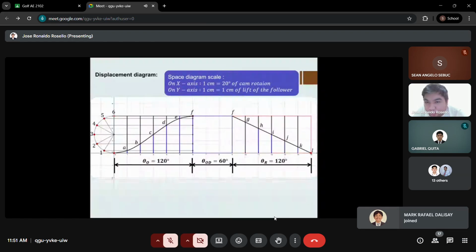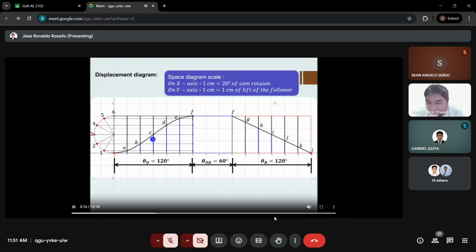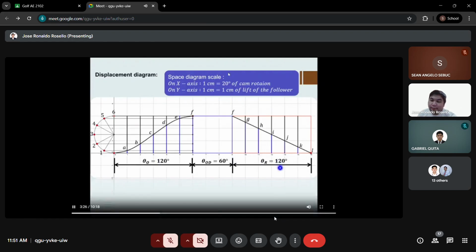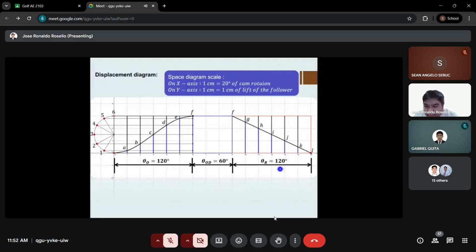These are the distances which are important for us. So all these distances, that is 1A, 2B, then this 3C, 4D, all these distances are important for us, not only for this outstroke but also for the return stroke. Now we'll see this particular construction with the help of animation. One more thing, that on y-axis we are having the scale as 1 centimeter is equal to 1 centimeter of the lift of the follower. Our lift of the follower is 30 mm, that is 3 centimeter. So this vertical distance will be of 3 centimeter.